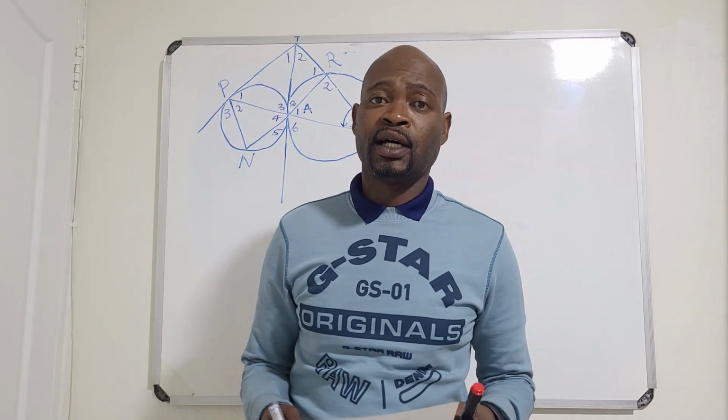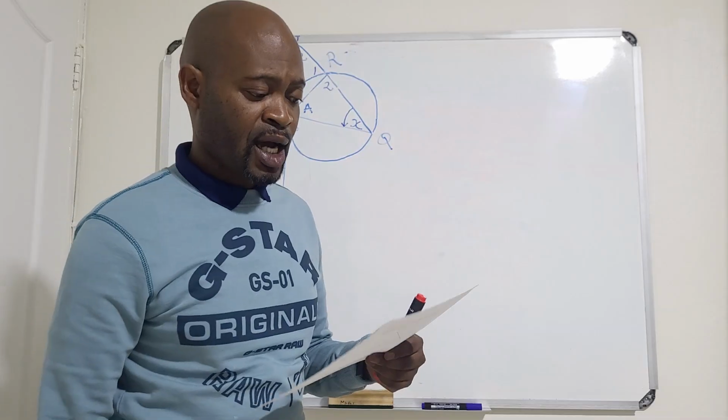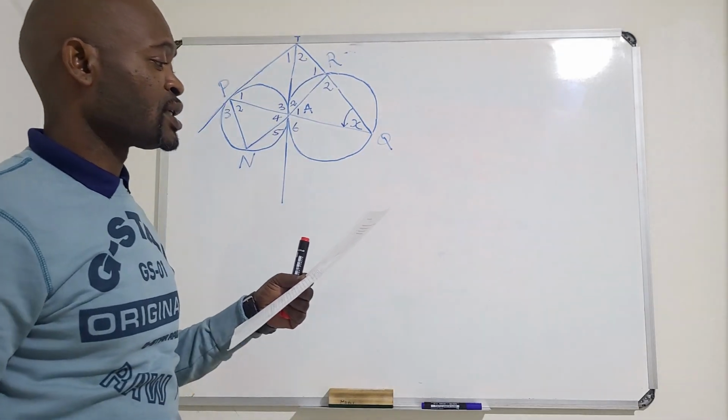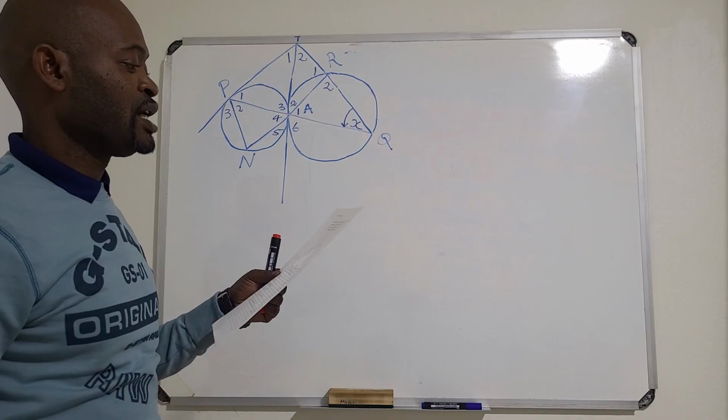Let's look at another example. In the diagram, two circles have a common tangent TAB.